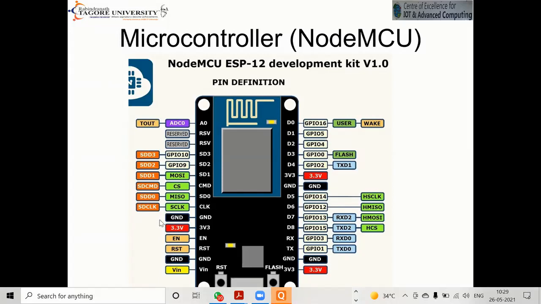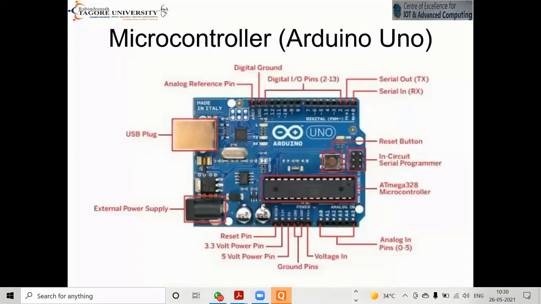So this is the NodeMCU structure, the pin layout of the NodeMCU. One is the reset button, then one is the flash button, and one is the ground for the sensor.